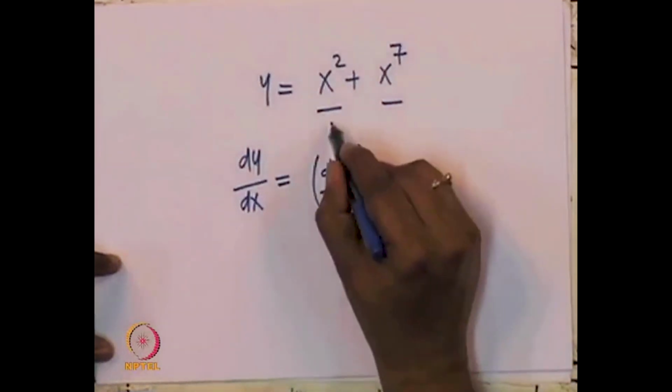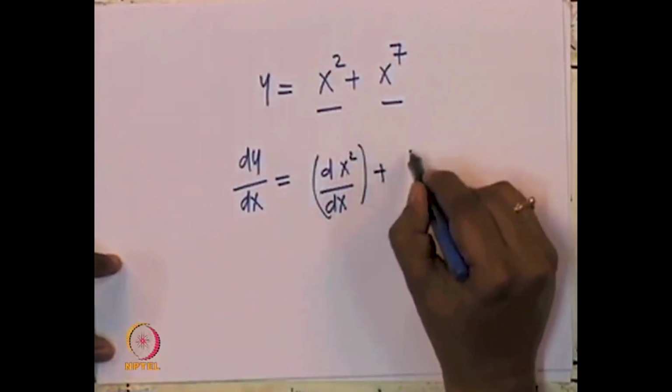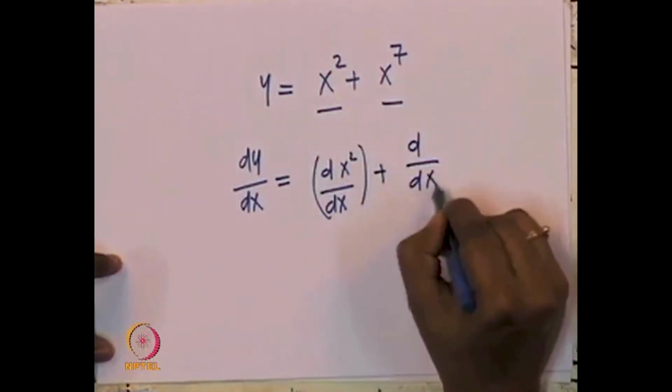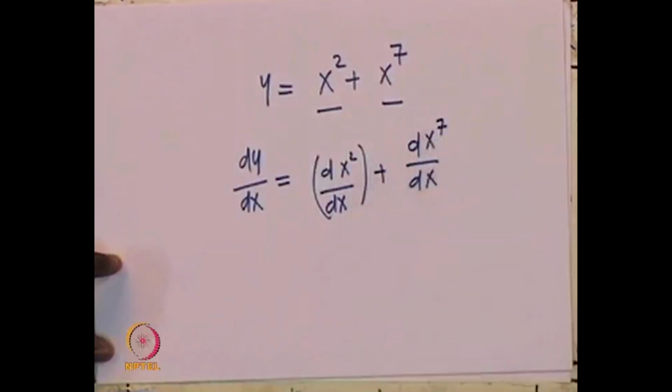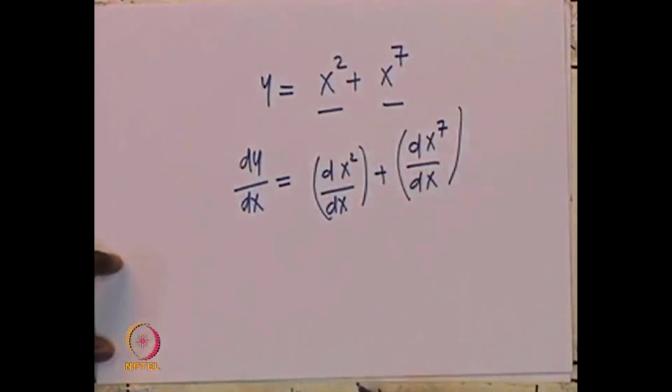So, this is the derivative of this function plus the derivative of the second function, and this is the answer. So, when you want to find the derivative of a sum of two functions, you can find the derivative of each function and sum them. So, in general, we can write this like what I wrote here.